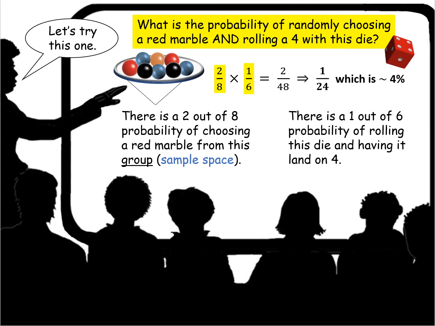So we multiply the 2 probabilities together. 2/8 times 1/6 equals 2/48, and we reduce that to 1 over 24, which is approximately 4%. You can reduce this fraction, the 2/8, before you do the multiplication. It doesn't make any difference whether you do it here or here.